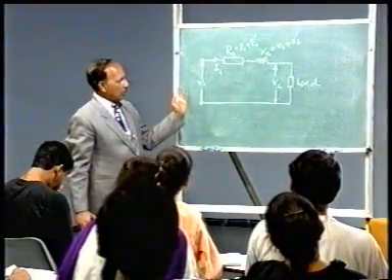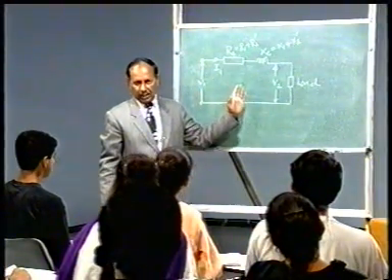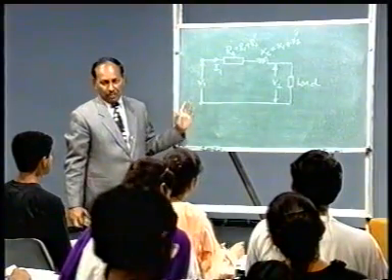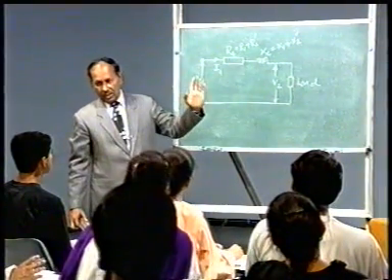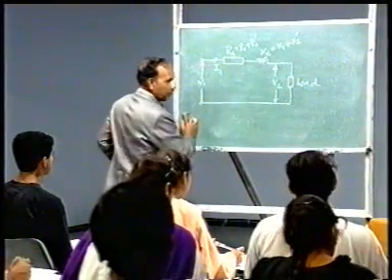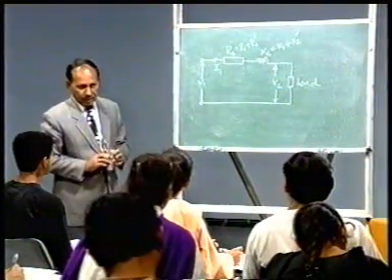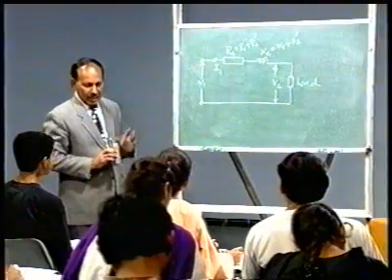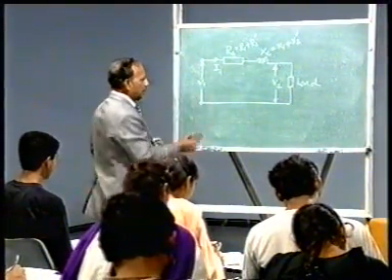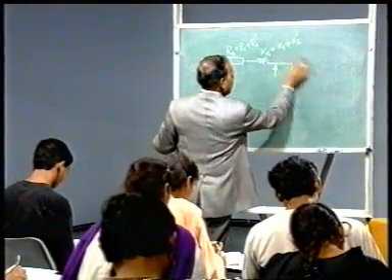Now you could have drawn the same equivalent circuit, referring all the quantities, primary quantities, to the secondary side. Can you draw it? Please try to draw the approximate equivalent circuit of the transformer, referring the primary quantities to the secondary side. Please draw it.